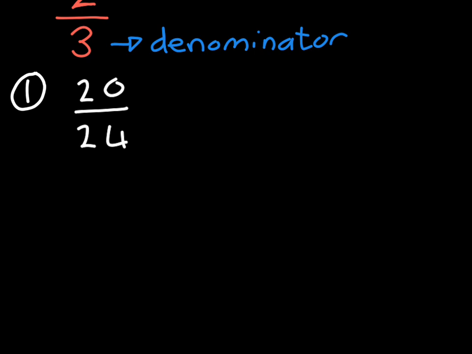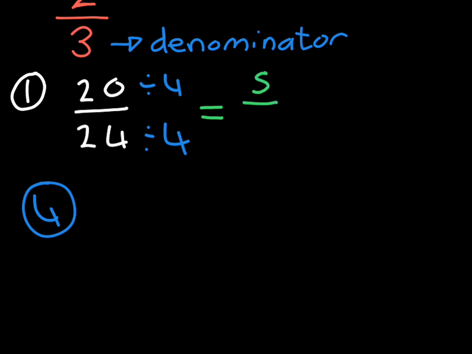So the highest common factor of 20 and 24 is 4. So we divide 20 by 4 and we then divide 24 by 4. As you can see, we've divided both numbers, both the numerator and the denominator, by the highest common factor. So 20 divided by 4 is 5. 24 divided by 4 is 6. And we can see that this fraction cannot be simplified any further, and it is therefore in its simplest form.